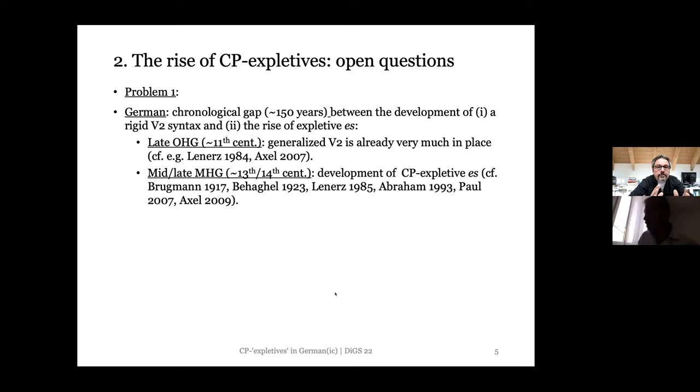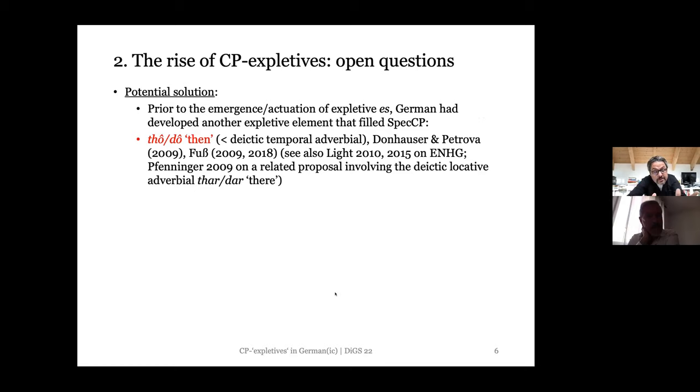Perhaps this problem can be solved if we assume that prior to the emergence of expletive S, German had developed another CP expletive. And as has been pointed out in the literature, one potential candidate is do, then, originally a deictic temporal adverbial.